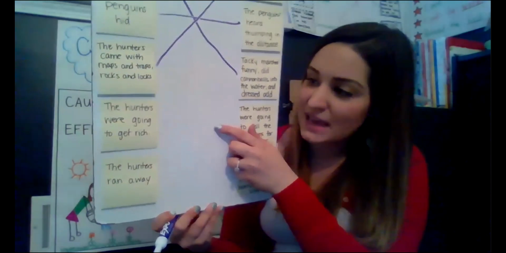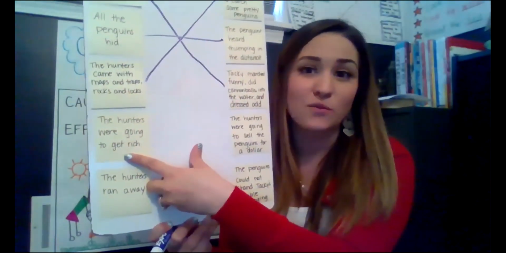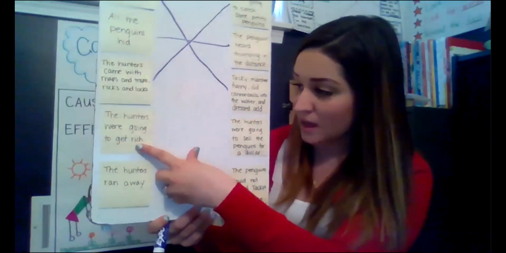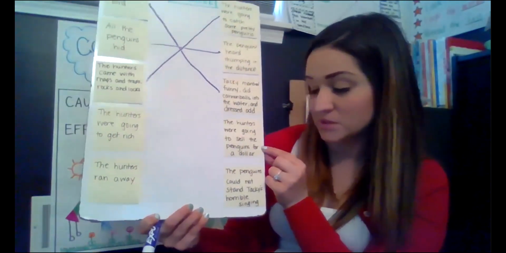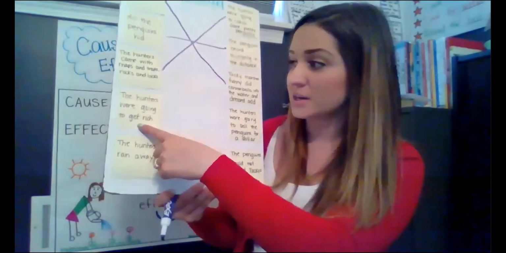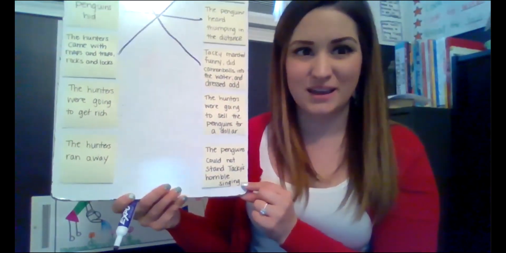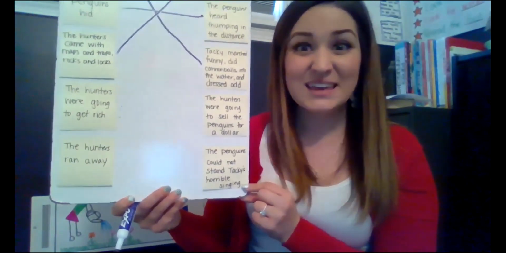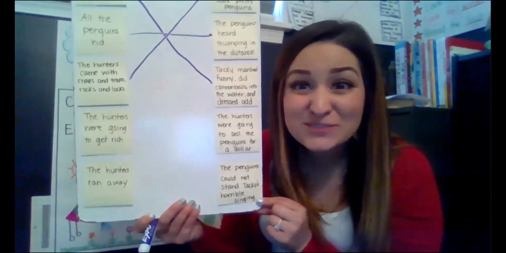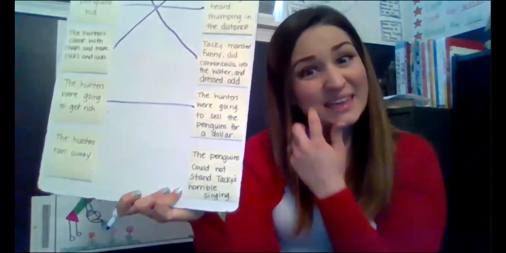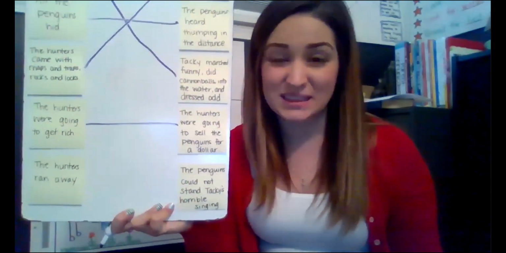Now, our next thing says the hunters were going to get rich. So let's make our sentence. The hunters were going to get rich because the hunters were going to sell the penguins for $1, or the hunters were going to get rich because the penguins could not stand Tacky's horrible singing. Yeah, they planned to sell the penguins for $1. Whew, they were going to steal them. Let's connect those two.